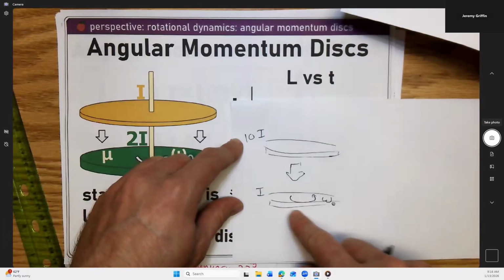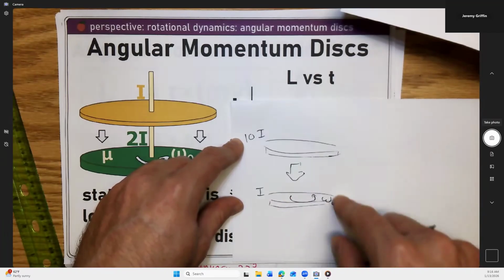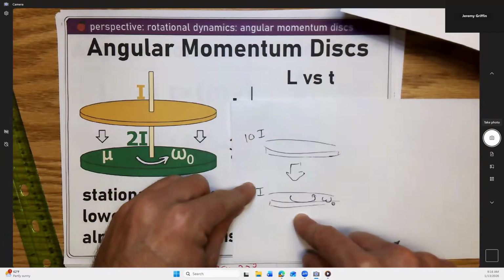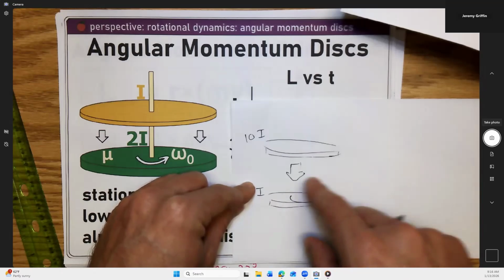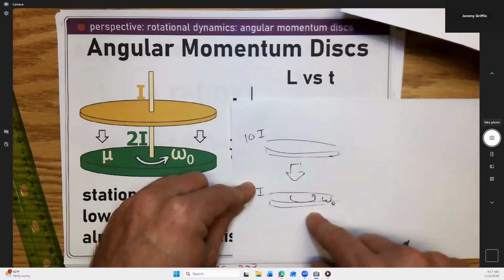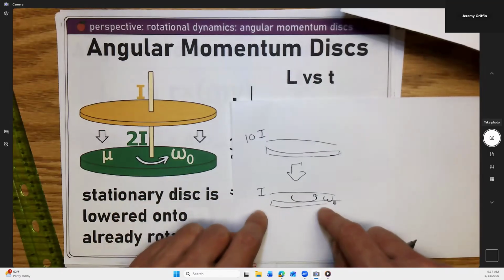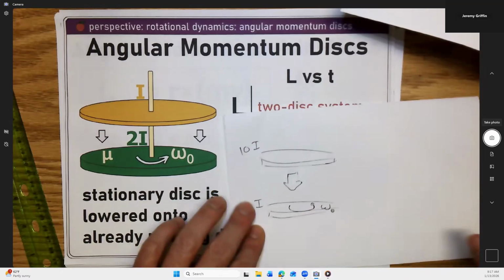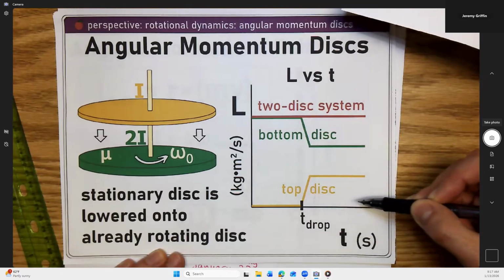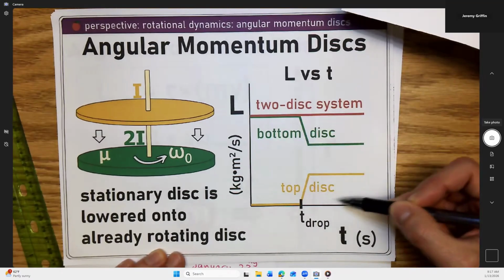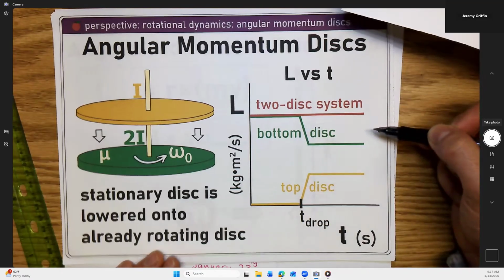If this was spinning at like 11 radians per second, and then I land this on it, it's going to slow way down, maybe to 1 radian per second or something pretty close to that. The angular momentum of this bottom disc is going to greatly diminish. It might go from here all the way down to way down here, wouldn't it? This green curve would go way down here, and I think this gold curve would go way up here, wouldn't it?